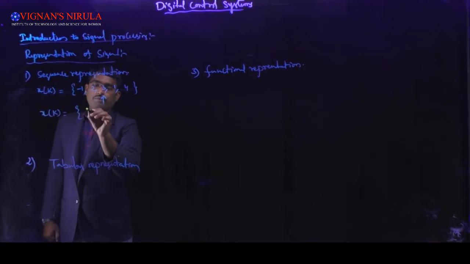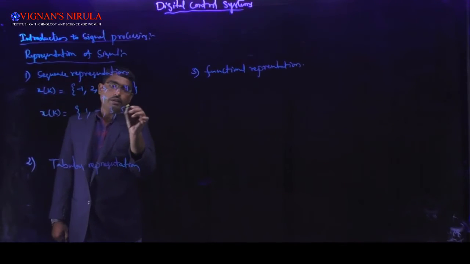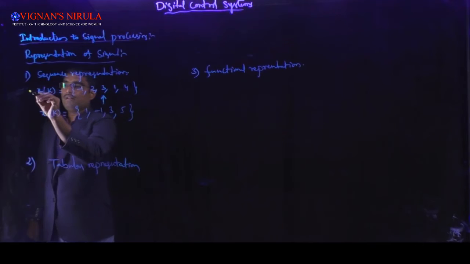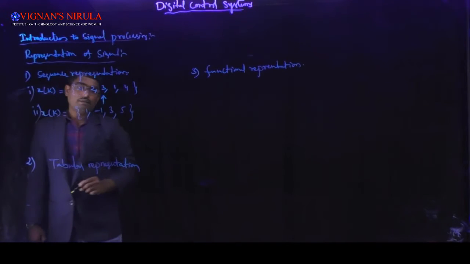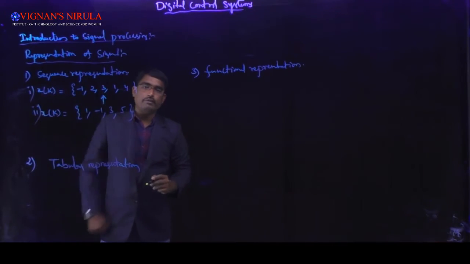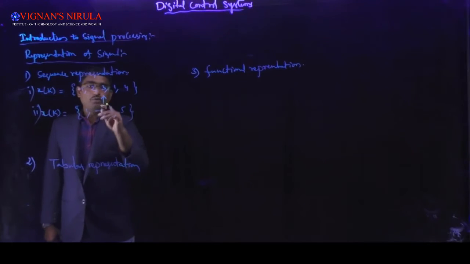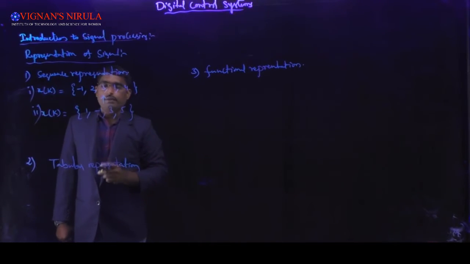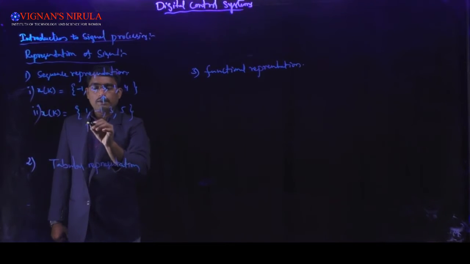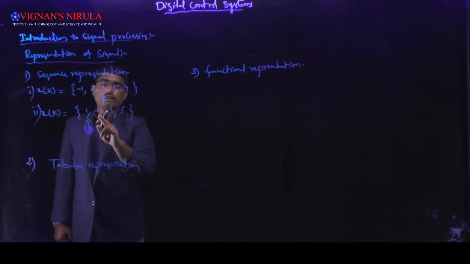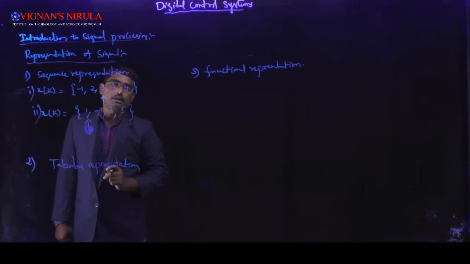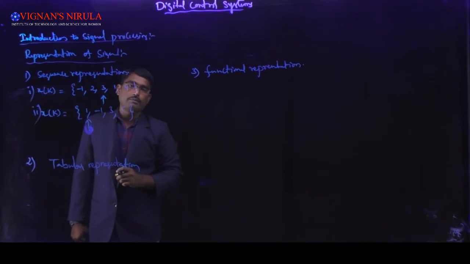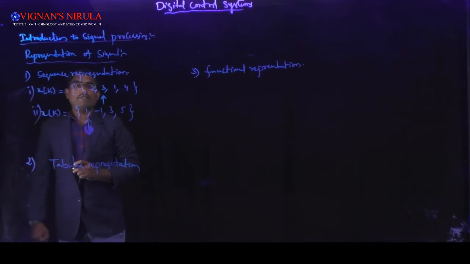One more example, 1, -1, 3, 5. If the signal is given like this, x of k equals 1, -1, 3, 5, and you don't put any mark, then by default the mark is said to be at the first element. That means this is the k equals 0 instant, then k equals 1, 2, 3 instants. That means this is said to be a positive sequence. So this is the sequence representation.